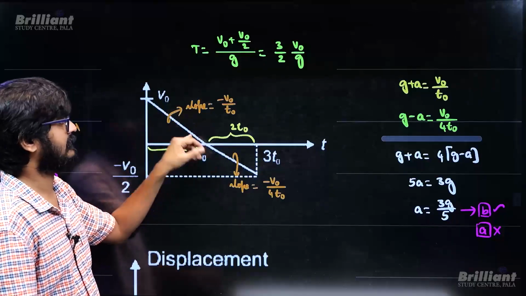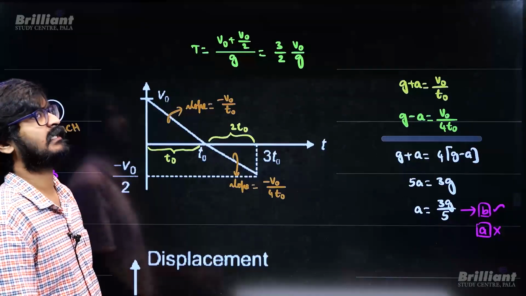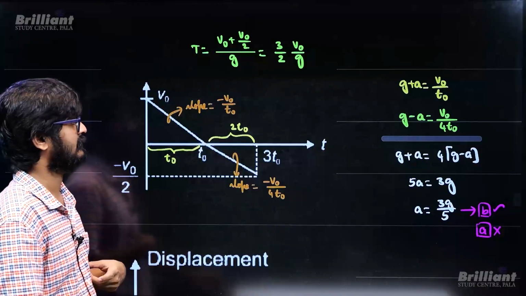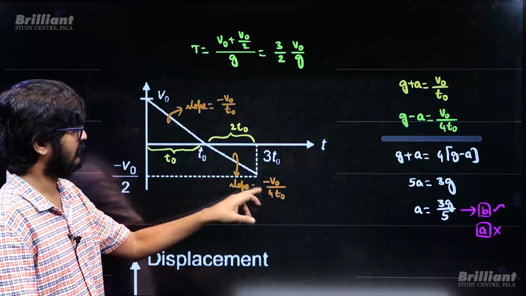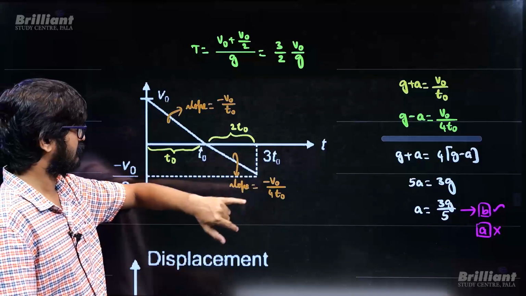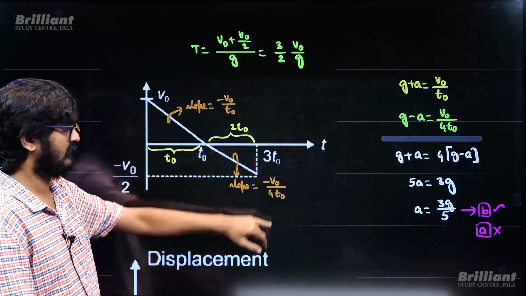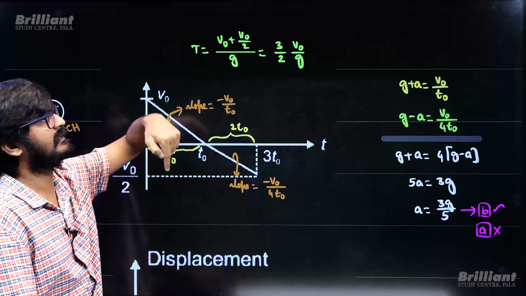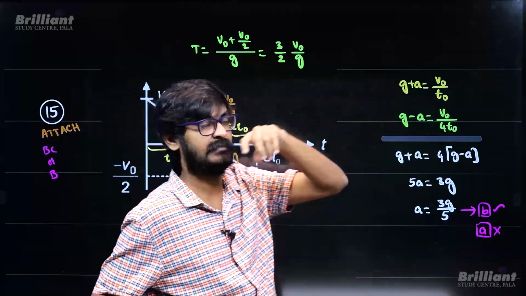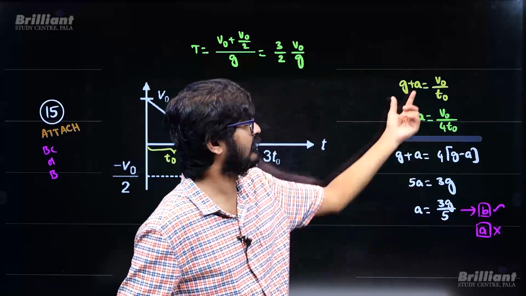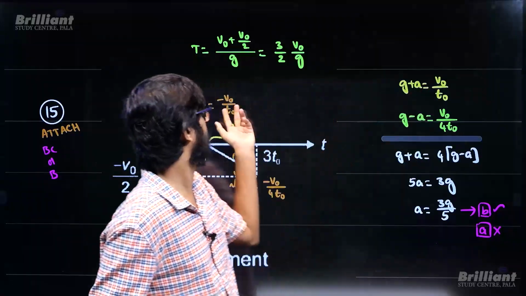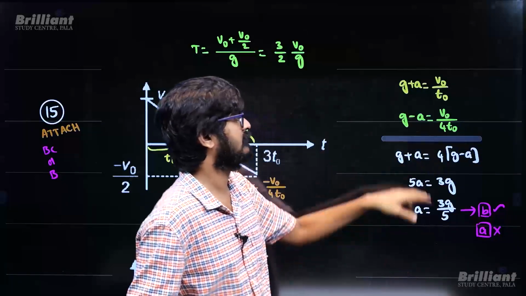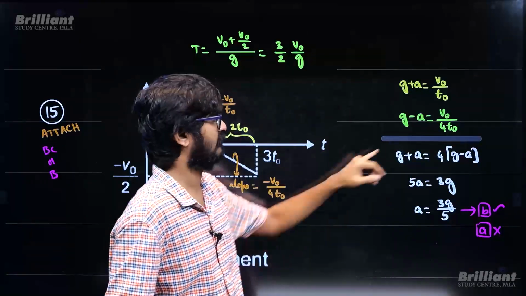So acceleration while going up, where velocity is in the upward direction, is v naught by t naught in the negative direction. Now here the slope is minus v naught by 4 t naught. So while going up, acceleration will be in the downward direction, which will be g plus a. While coming down, acceleration will be g minus a in the downward direction. While going up, g plus a in magnitude is v naught by t naught. While coming down, g minus a in magnitude is v naught by 4 t naught.